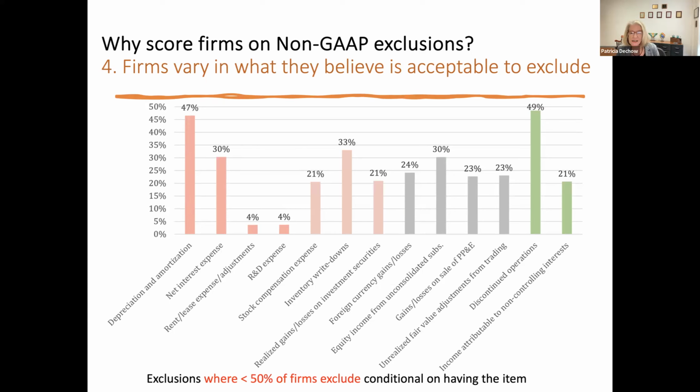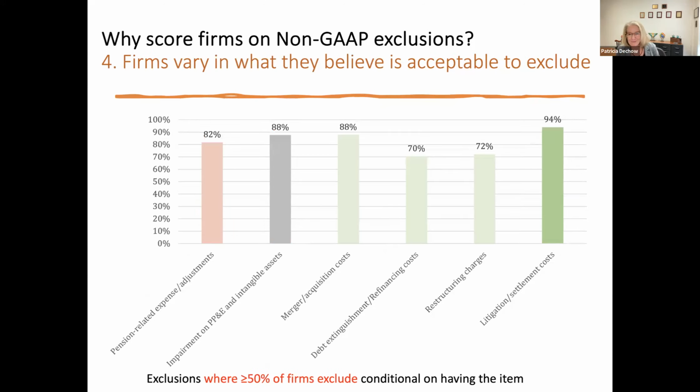that they focus on. Discontinued operations, I would have thought many more firms excluded that, but I guess not. Inventory write-downs, about 33%. So you get an idea of what firms think are reasonable or unreasonable to exclude. And those color codes you'll see are related to our system. Green we think is good and red we think is kind of bad. So you can see on this slide there are more greens because we agree with managers on some of those ones.